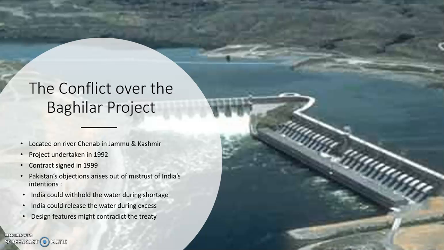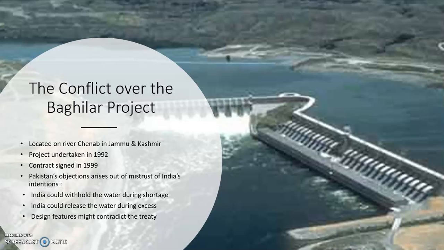What is the conflict over the Baglihar project? The Baglihar project is located on River Chenab in the North Indian state of Jammu and Kashmir. Baglihar hydroelectric project is based on a 144.5 meters high concrete gravity dam, affording a live storage capacity of 15 million cubic meters and an underground powerhouse with three 150 megawatts Francis turbines.